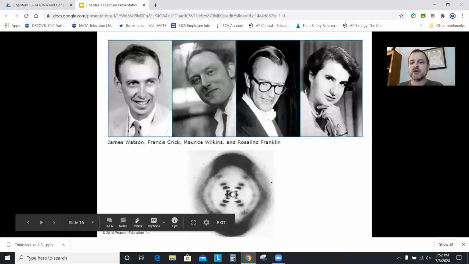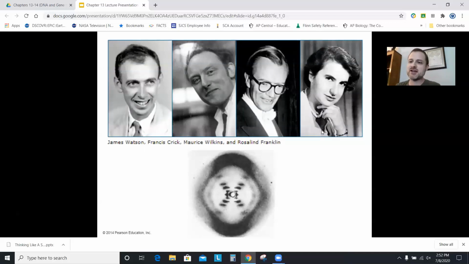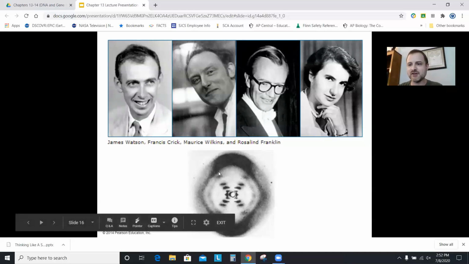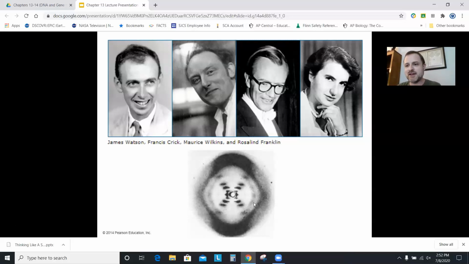So Franklin creates this very famous X-ray image of DNA. It's right here. It's called image 51 or X-ray 51. It's very, very famous. It's the best X-ray picture of DNA that's ever been created up to this time. She's planning to leave King's College because she's not happy there. And any work that she has done there stays there. It doesn't belong to her, it belongs to the university, right?